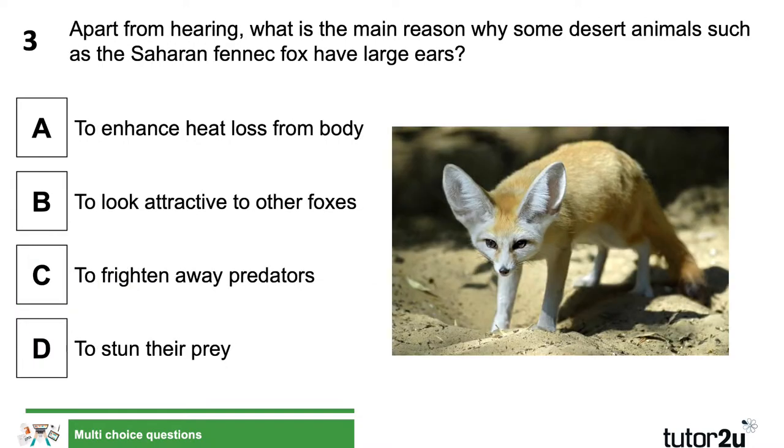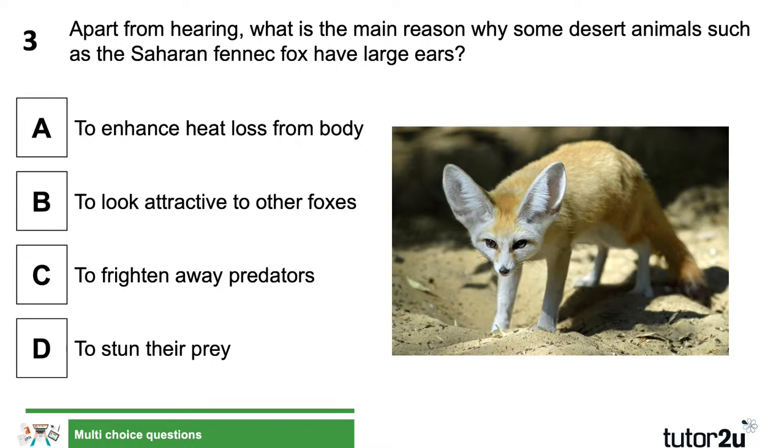So here's a photograph of a beautiful desert animal called fennec fox. You'll notice it has quite large ears. It's often found in the Sahara. So why would it have such large ears? Could it be A, to enhance heat loss from its body, B, to look attractive to other foxes, C, to frighten away predators, or D, to stun their prey? So we've got some encouraging answers coming in there.